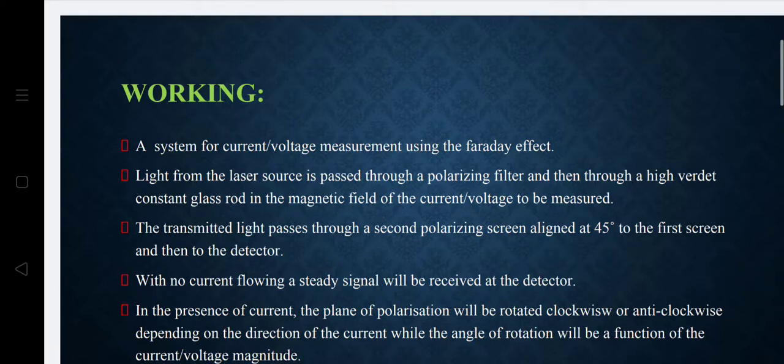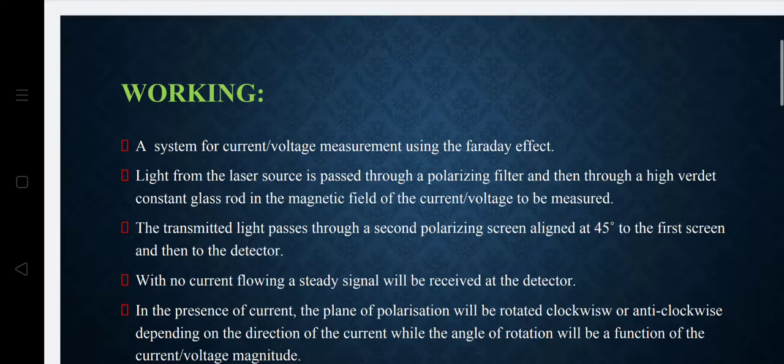It is based on Faraday's law. Faraday's law states that the rotation of the plane of polarization is proportional to the magnetic field in the direction of propagation. It occurs only in optically transparent dielectric material under the influence of a magnetic field.